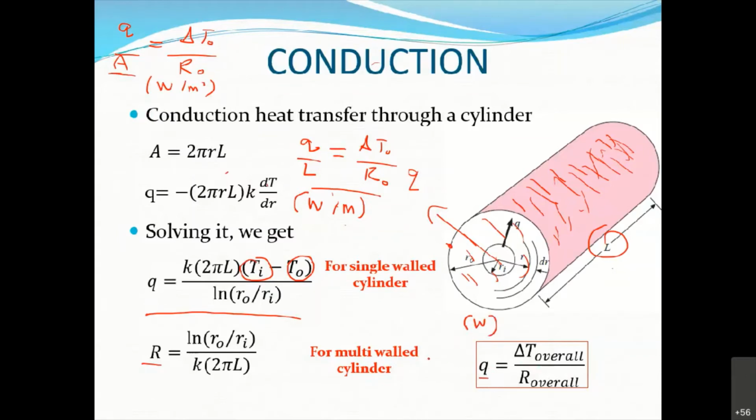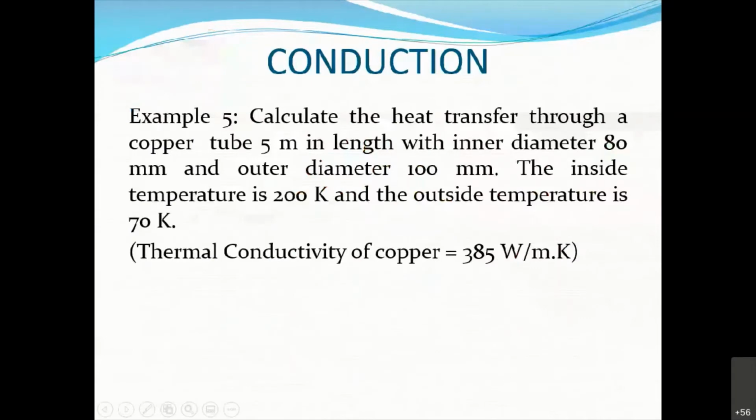So that is why it is important for you to actually understand and know all the units, because when you do unit cancellation for delta T over R overall, if it's Q, then your unit must cancel out all the units, and the only remaining unit will be W. But if it's Q over L, then you must cancel out all the units, and the remaining unit must be watt per meter. Then you know that your answer is correct. Okay, so this is an example.